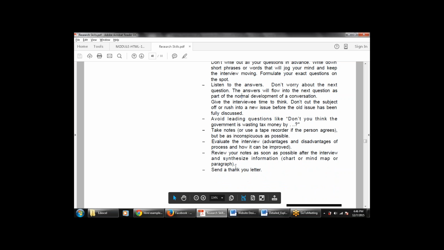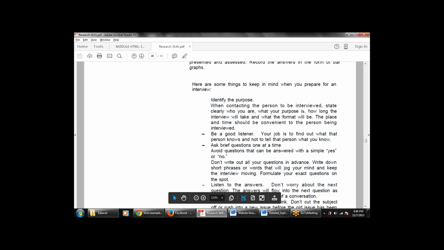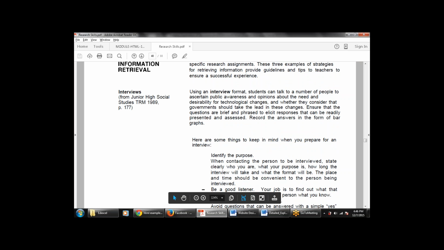Then send a thank you letter. At last, send a thank you letter, that is, thanks a lot, thank you so much. These are the various tips that you must keep in mind when preparing for an interview. So if you are taking an interview, please keep these things in mind.